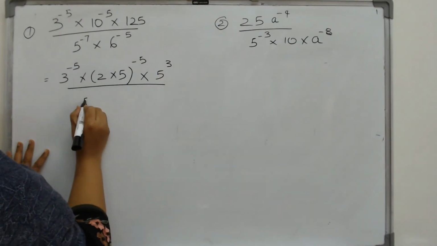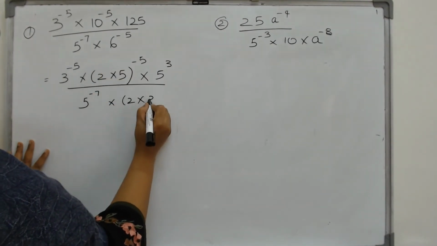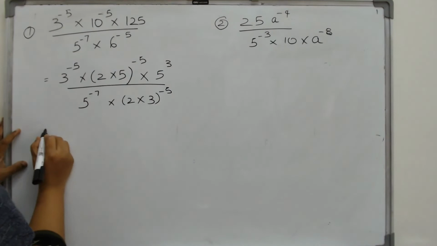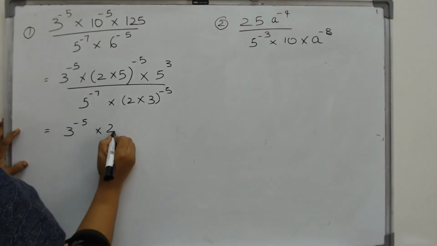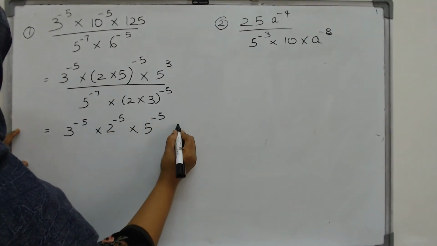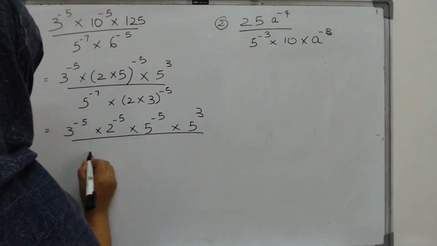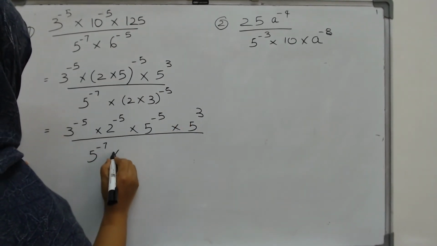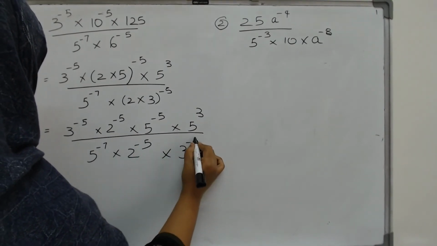And here you have 5 raised to minus 7 and 6 is what? 2 into 3. So this would be 3 raised to minus 5 into 2 raised to minus 5 into 5 raised to minus 5 into 5 cubed by 5 raised to minus 7 into 2 raised to minus 5 into 3 raised to minus 5.